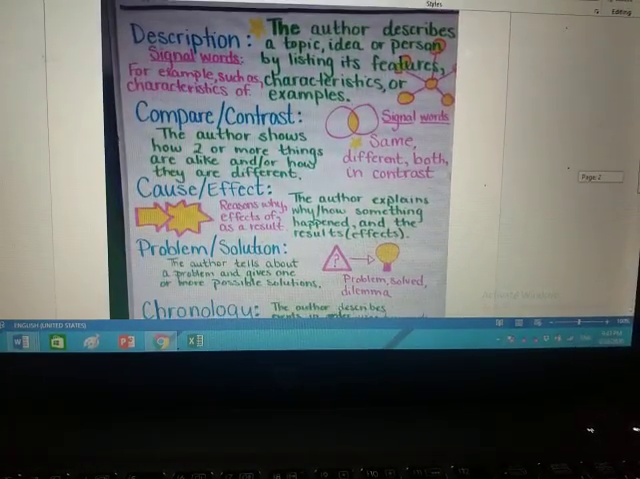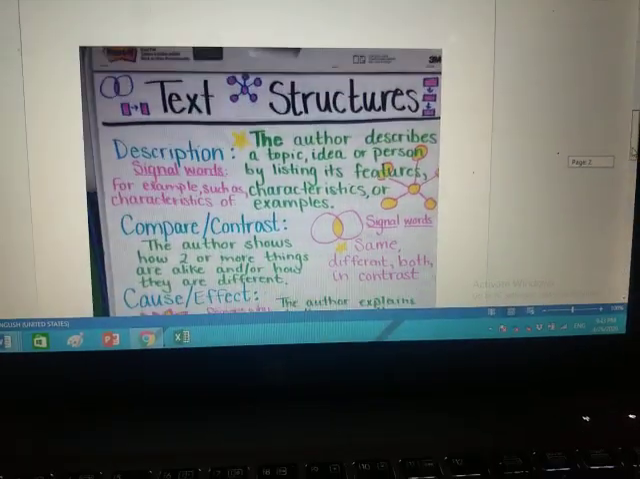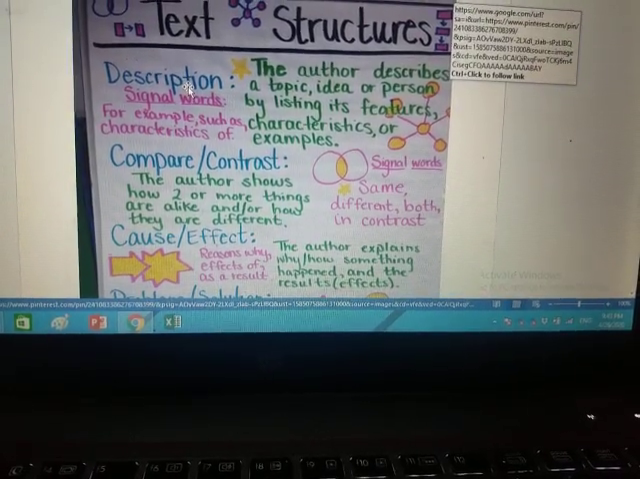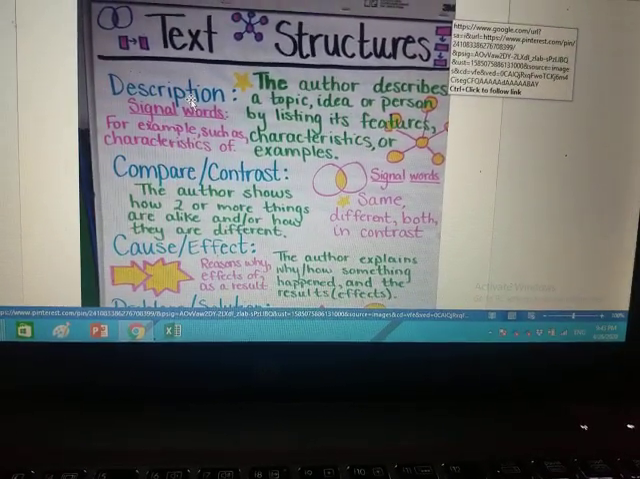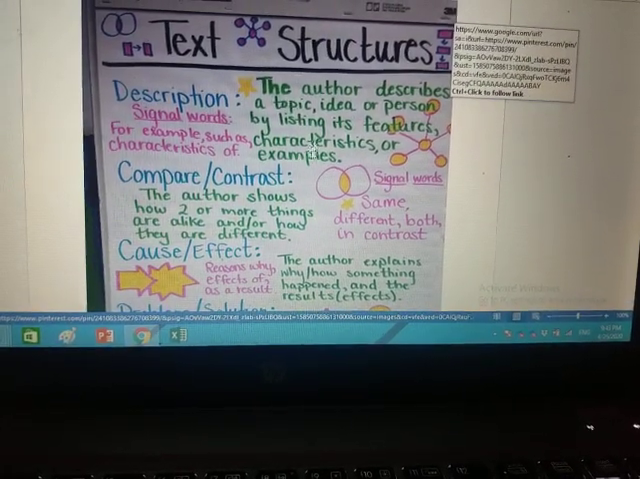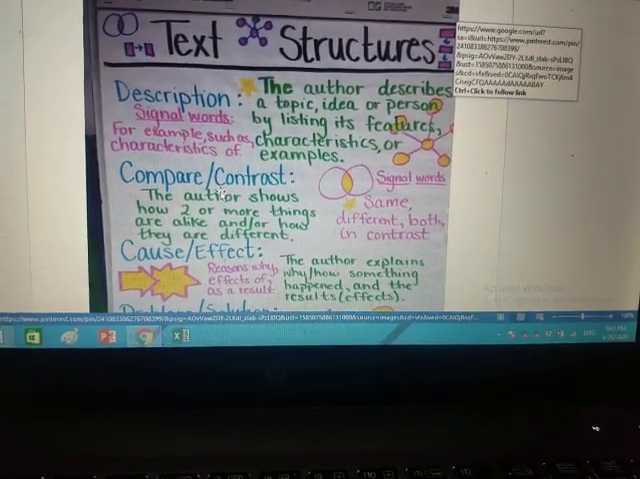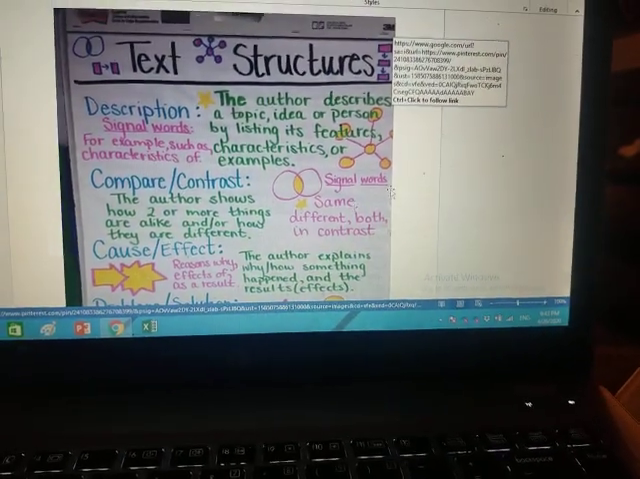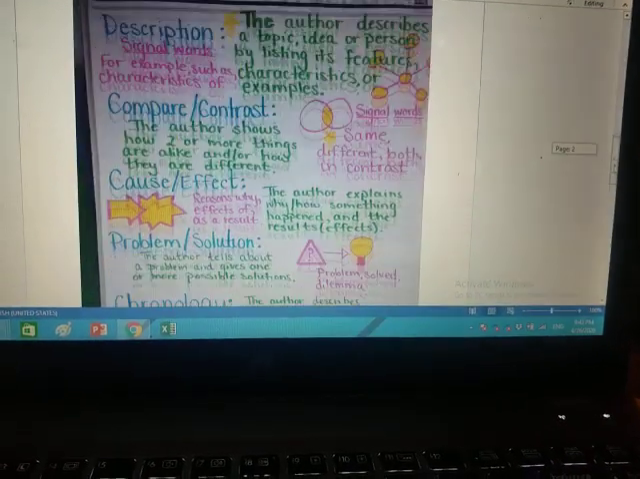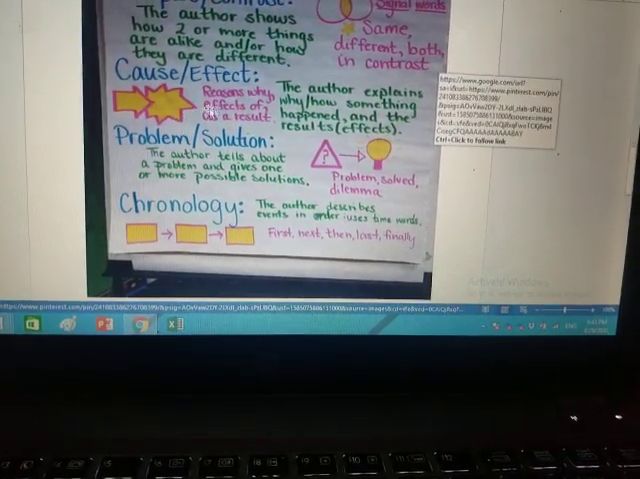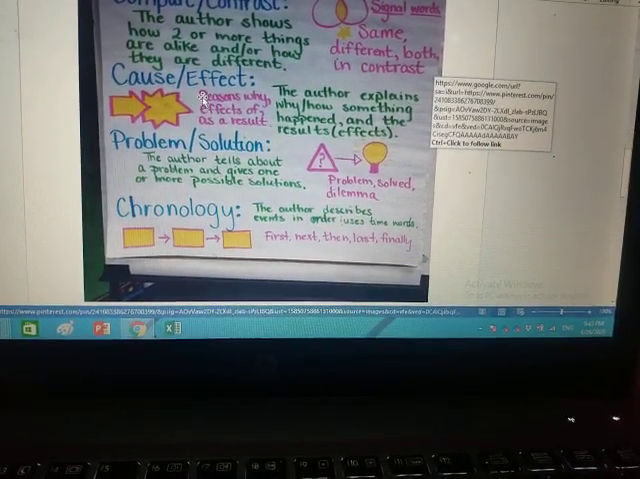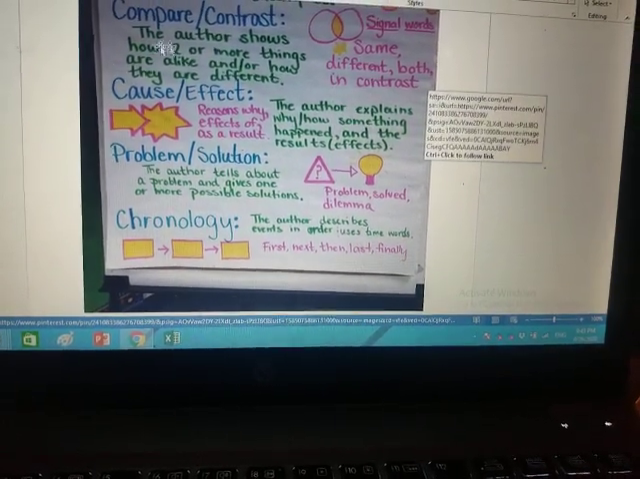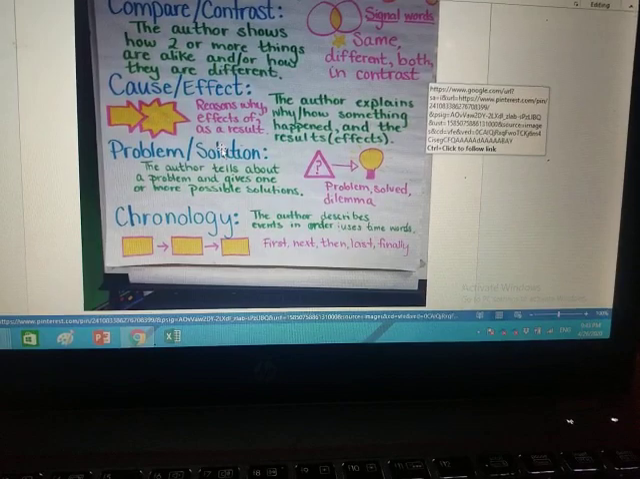Text structures, same thing, but there's additional ones. Is the story descriptive? Does it tell a lot of descriptions, like there's a round apple that's red and so on? It tells you characteristics. Or is the story, again, comparing and contrasting? Is it telling you how some things are alike and how some things are different? You have to decide. Like I said before, is the story doing cause and effect, the reason why something happens? Is it giving you a problem and then a solution, where there's a huge problem in the story and then they solve it? Is the story about a problem and a solution?